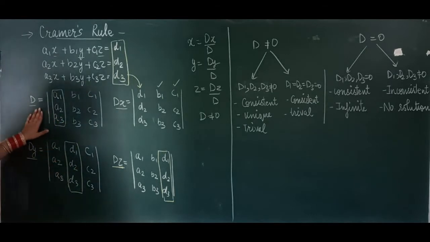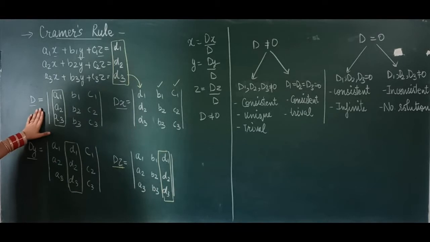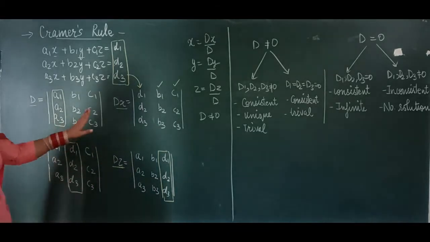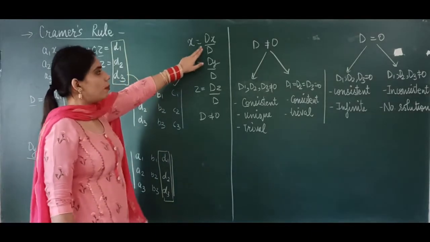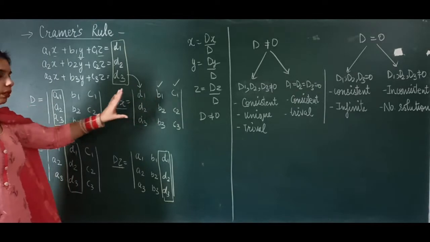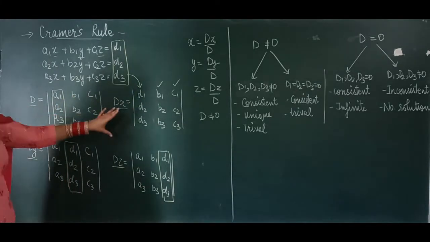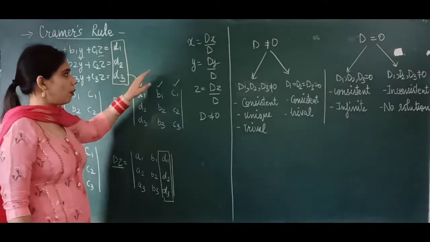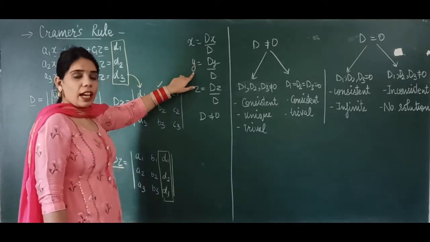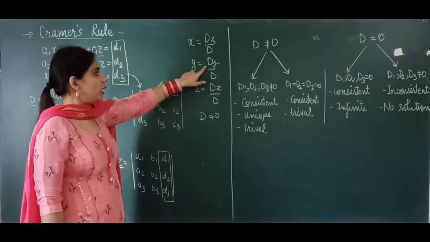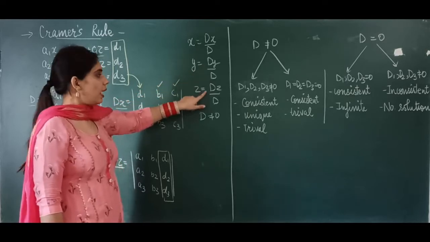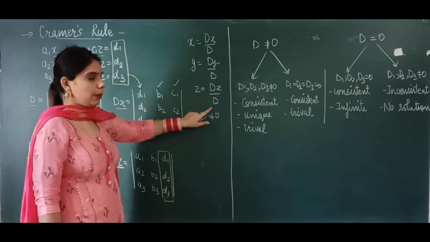You already know how to find the value of a determinant. After finding the values of the determinants, how can we find x? Simply by Dx by D. I will find the value of Dx, I will also find the value of D, and I will simply divide them and get the value of x. If I have to find the value of y, it will be Dy upon D. And for z, it will be Dz upon D.